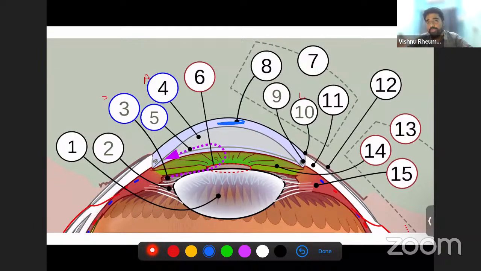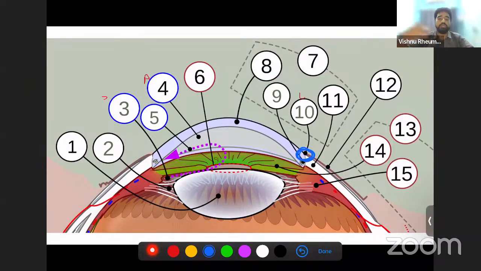So there it has two flows. One is the trabecular flow and the other is the uveoscleral flow. And this 9 is the trabecular area from which the aqueous humor will flow out. Then you have the corneal limbus, which is basically the junction at the end of the cornea where the sclera will start. And then you have 11, which is basically your sclera. So the cornea basically ends into the sclera posteriorly, and at the junction is the limbus.